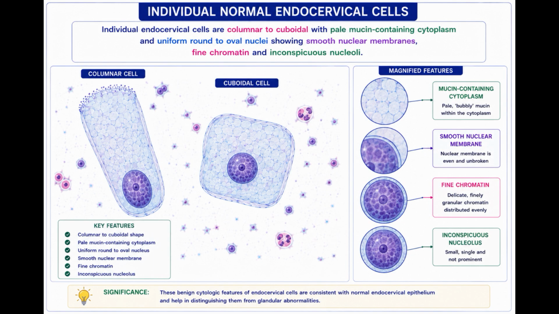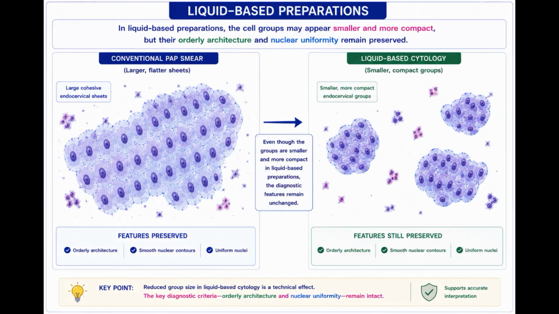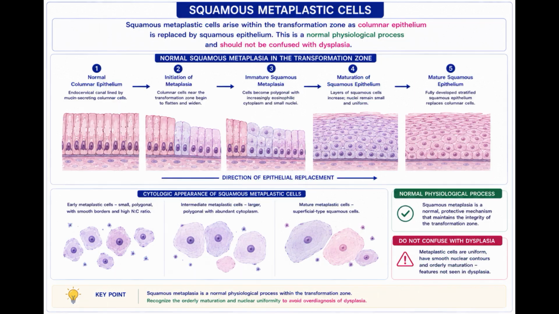Individual endocervical cells are columnar to cuboidal with pale mucin-containing cytoplasm and uniform round to oval nuclei showing smooth nuclear membranes, fine chromatin, and inconspicuous nucleoli. In liquid-based preparations, the cell groups may appear smaller and more compact, but their orderly architecture and nuclear uniformity remain preserved. Squamous metaplastic cells arise within the transformation zone as columnar epithelium is replaced by squamous epithelium. This is a normal physiological process and should not be confused with dysplasia.